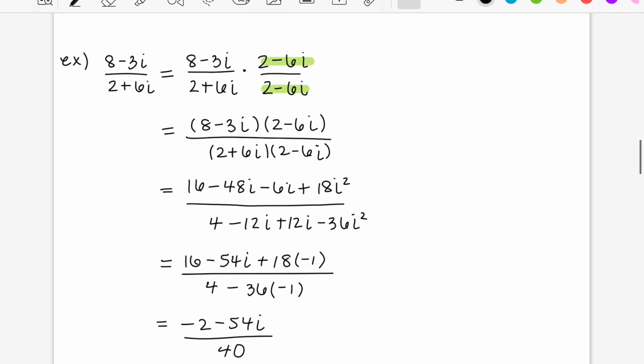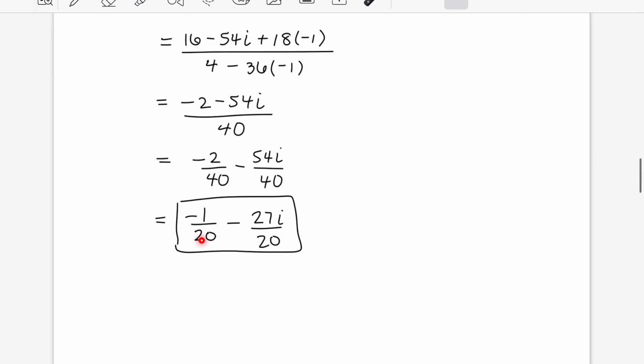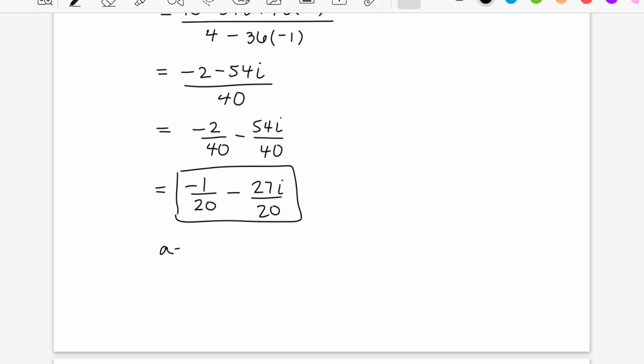And so as you can see, we accomplished our goal by getting rid of the imaginary part in our denominator, and we did so by using the complex conjugate. Okay, so now this is written in standard form for our complex numbers, where a is negative 1 over 20, and b is negative 27 over 20.